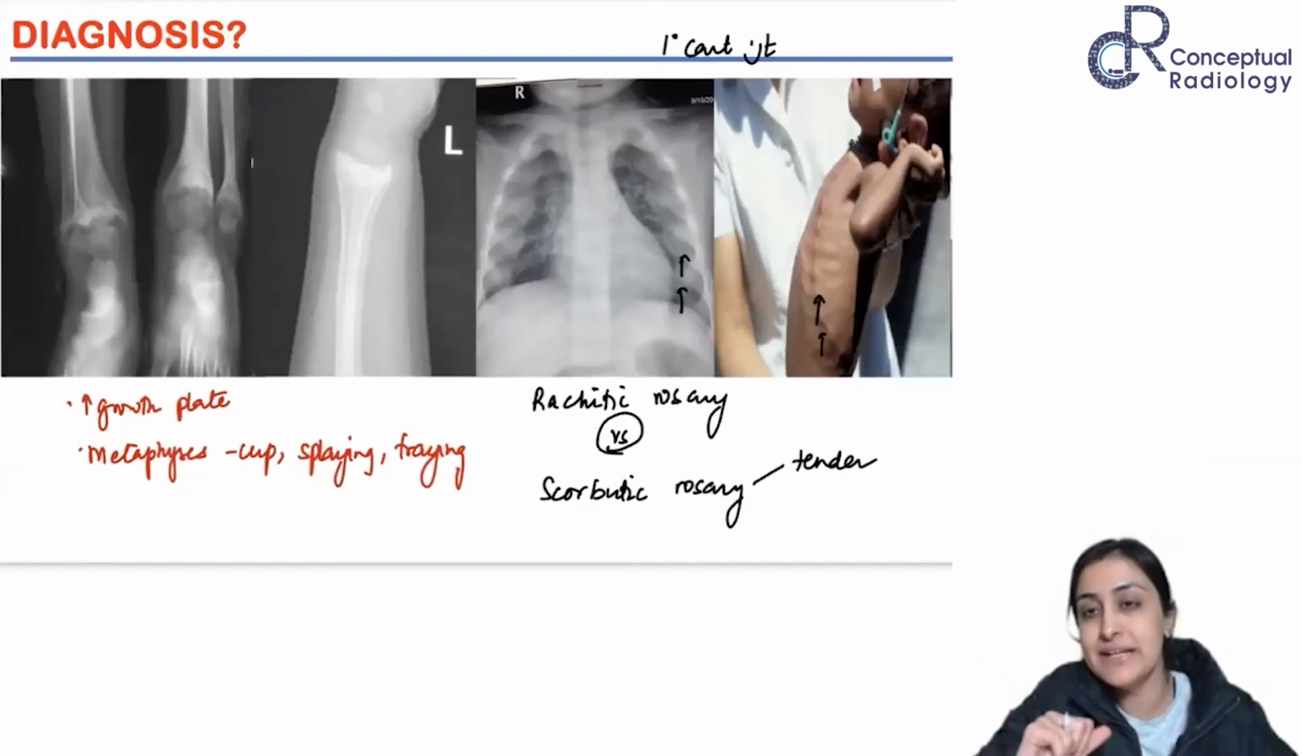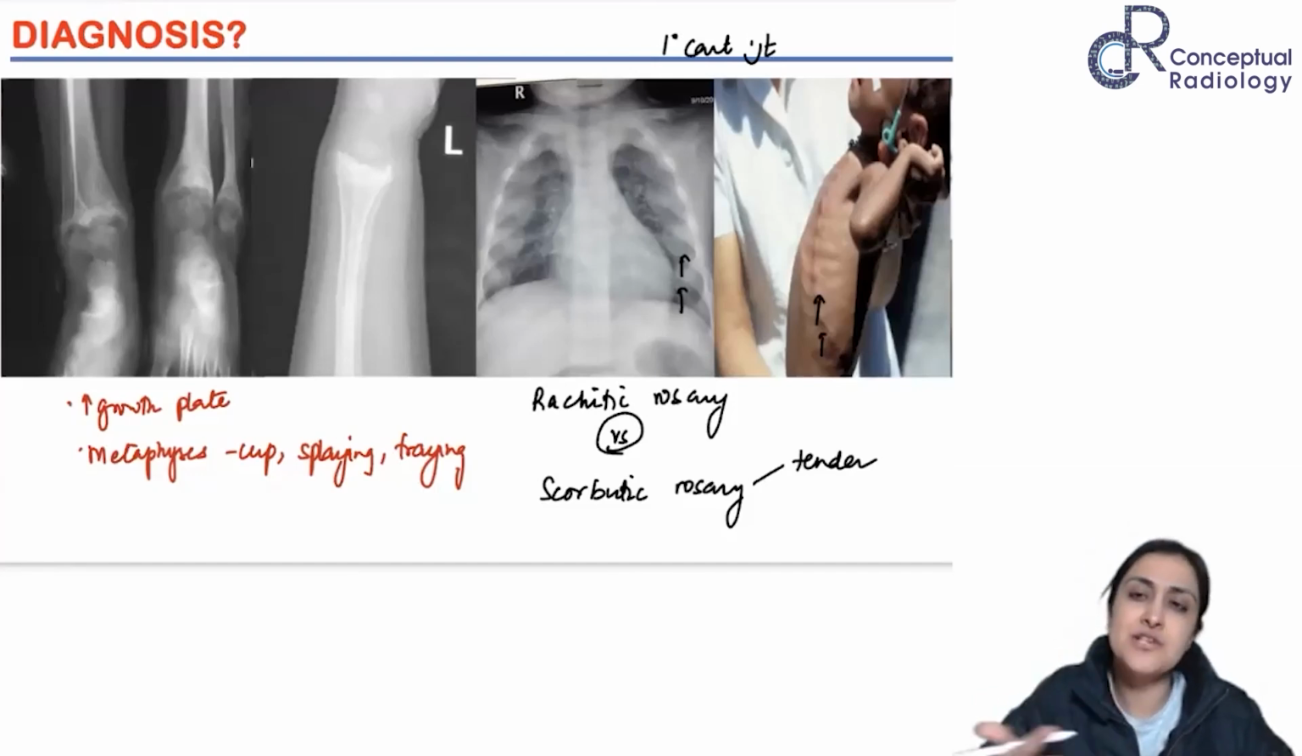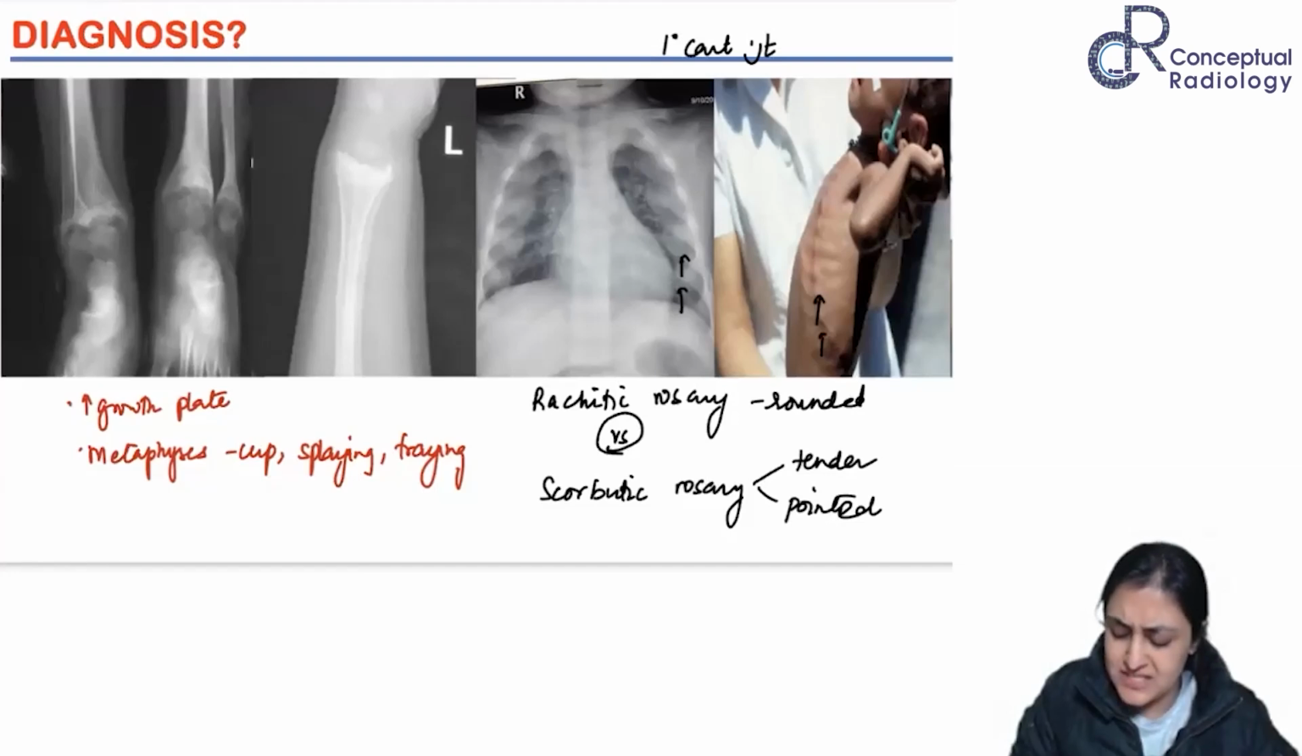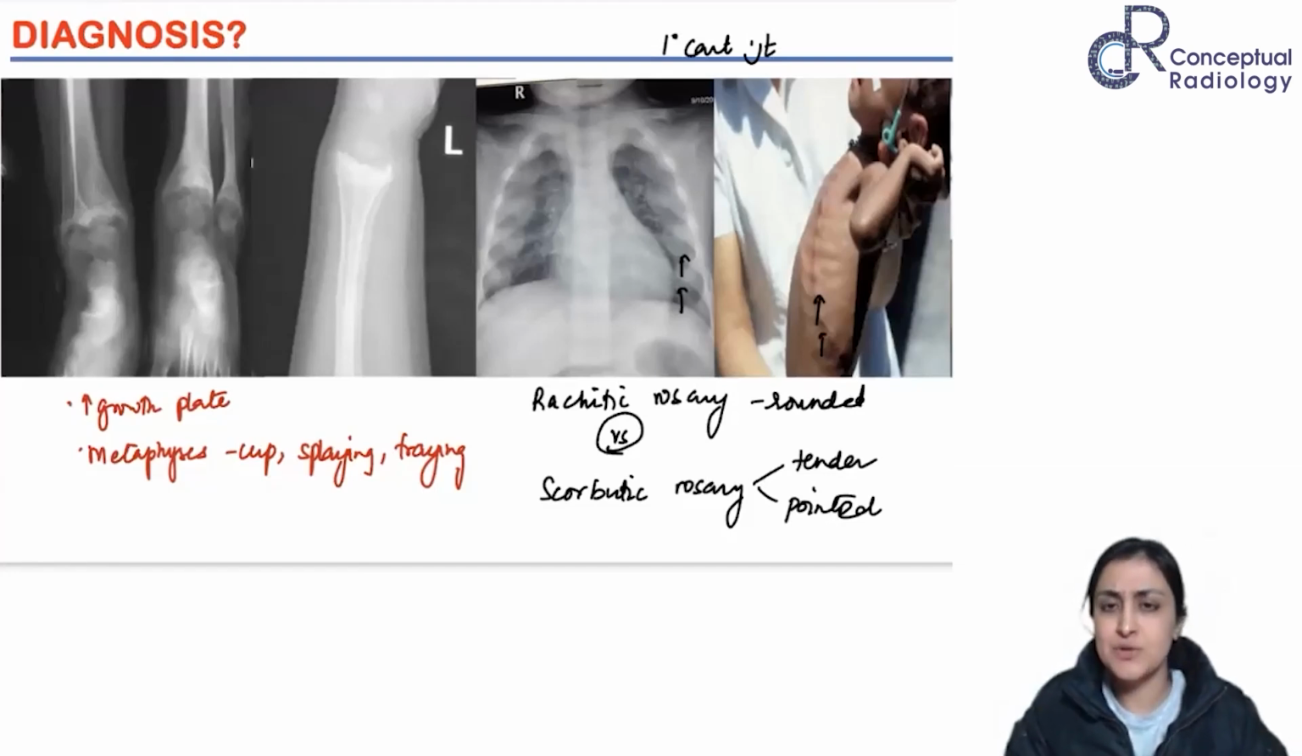Because of that bleeding, everything in scurvy is going to be very, very tender. So that's my first clinical distinguishing factor. If they ask you how to say it in radiology, then these tend to be more pointed. These tend to be more rounded. So it's a very subjective thing, but you see the bigger picture.